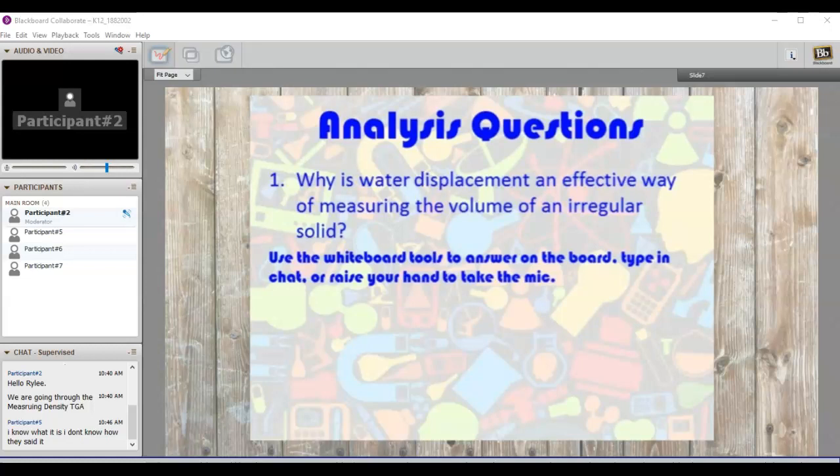So water displacement easily just shows us the level of water it moves is its volume. It gives us the volume so easily. And then we just have to weigh the object to get its mass. And that's a much simpler way to calculate the density, right? Does that make sense to everybody?